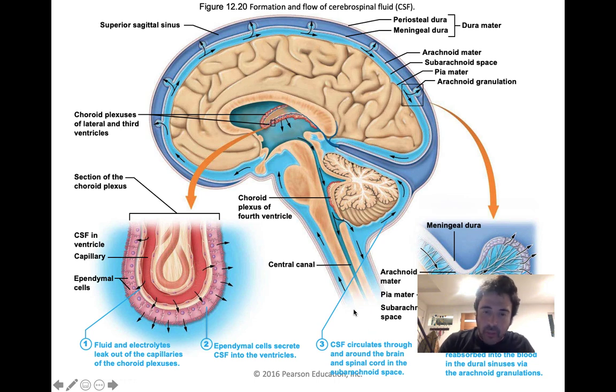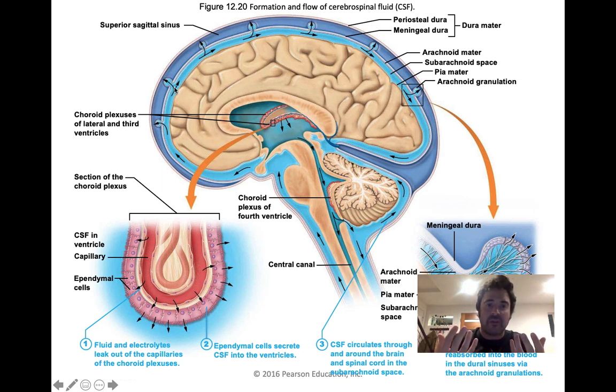It will eventually pop out the tip of the spinal cord, enter into the subarachnoid space, and that cerebrospinal fluid will circulate through the subarachnoid space. Now, as that cerebrospinal fluid circulates through the subarachnoid space, it's delivering things like nutrients and oxygen to neurons of the brain. It's rinsing away metabolic waste and carbon dioxide. So it's giving the brain and spinal cord good stuff, and it's taking away bad stuff.